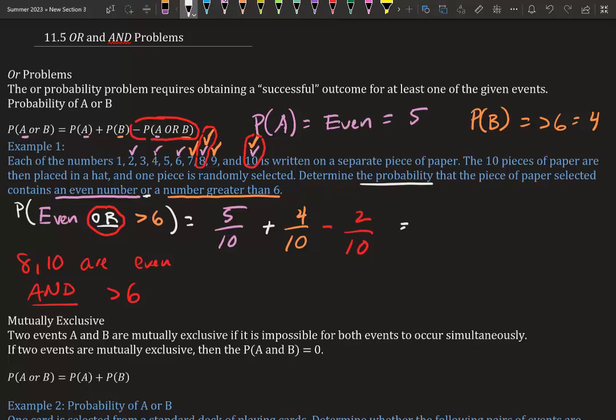From here, we simplify. 5 plus 4 is 9. 9 minus 2 is 7. So that's 7 over 10, and we cannot simplify that. 7 over 10 is 7 over 10.